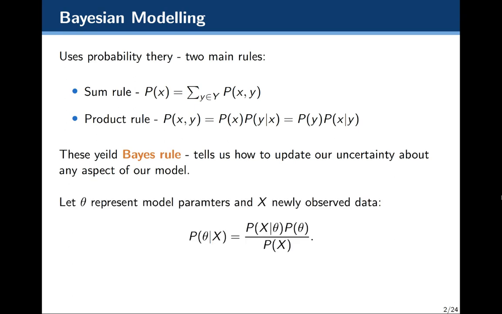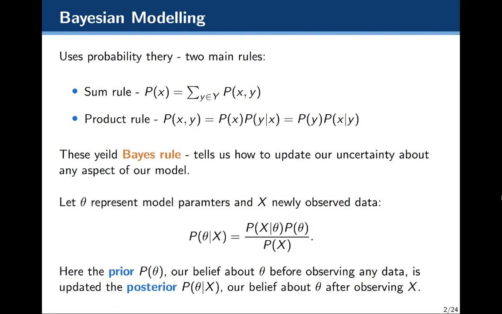So for example, if we have a model which is parameterized by theta, and we observe some new data x, then we can say something about our certainty of these parameters theta in the presence of this new data. Here, the prior, P of theta, represents the belief about our parameters before we observe any data. And our posterior, P of theta given x, is a belief about theta after observing some data. So we don't have to think about how to update our parameters. This formula explicitly tells us.